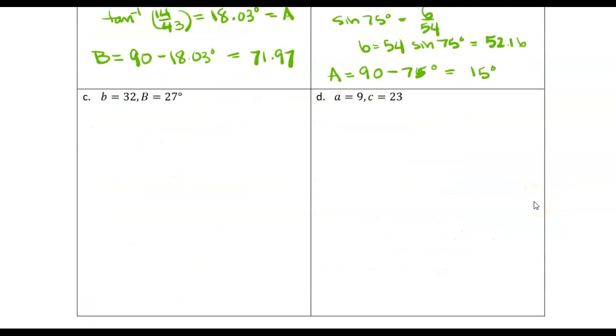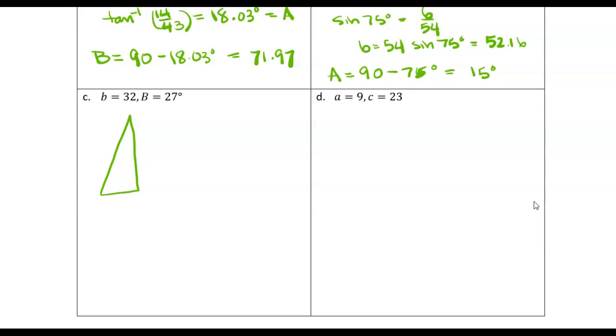If we look at part C, all these problems are pretty much the same. They're just given different quantities. Sometimes we're given sides, sometimes we're given angles, sometimes they're different sides, different angles. That's all there is to it. All right, so I'm just going to draw another triangle again.